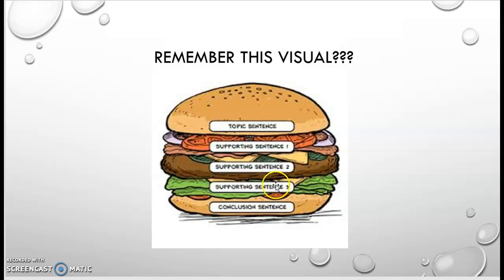Underneath that, looks like there's more cheese, lettuce, and then it looks like there's more tomato. So there's a lot of supporting sentences here. There's a lot of supporting items that refer back to this topic sentence or this top burger. And then, of course, it is all finished off with a conclusion sentence, which, of course, in our burger example is the bottom bun.